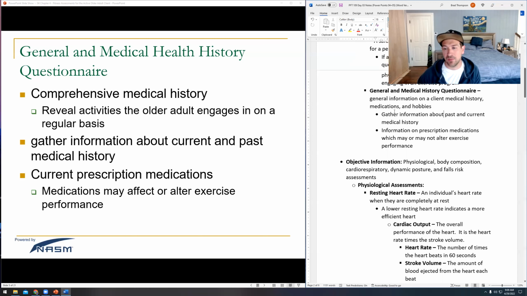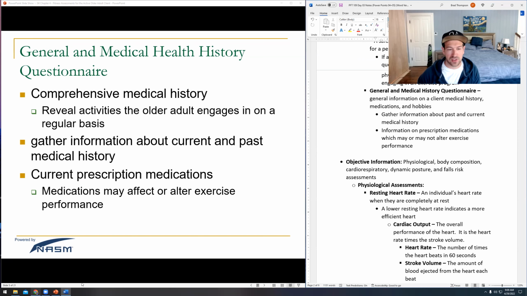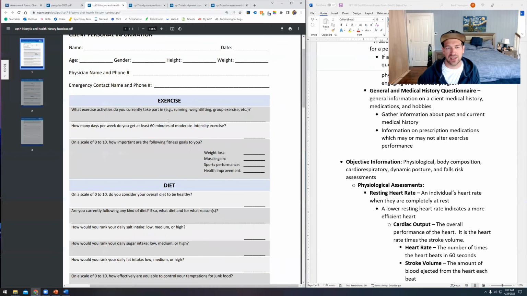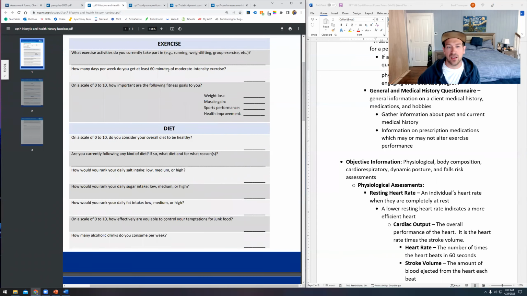So it's a comprehensive medical history questionnaire. A lot of the information is very medical. It tells you a little bit about any injuries they might have, any prescription medications they might have, but it also tells you a little bit about what their hobbies are. So let's take a look at this right here. Obviously it's got the contact information at the top. We can move past that, but looking at the first section, we're just going to ask some questions about exercise.